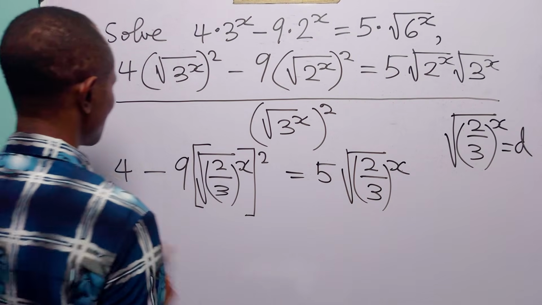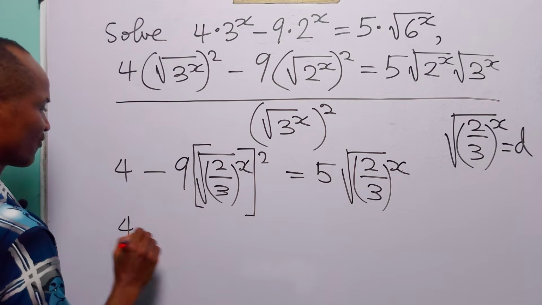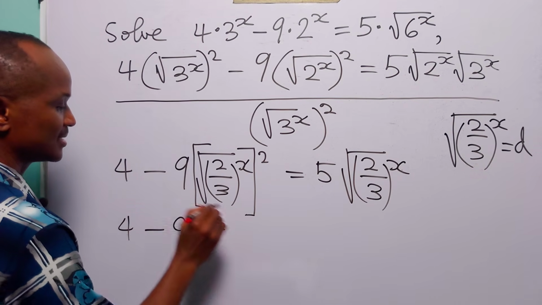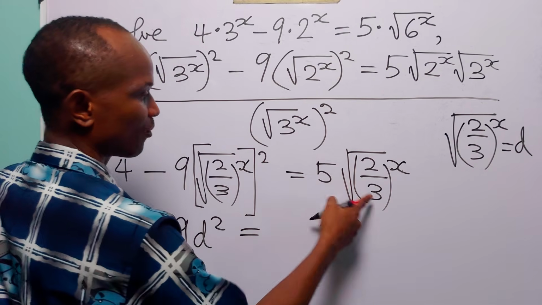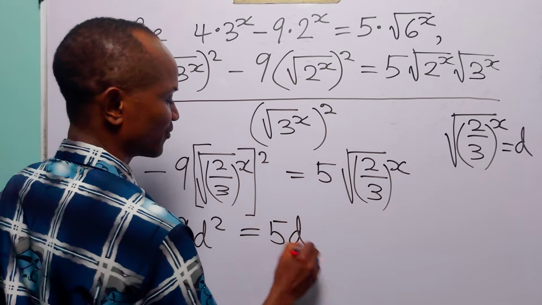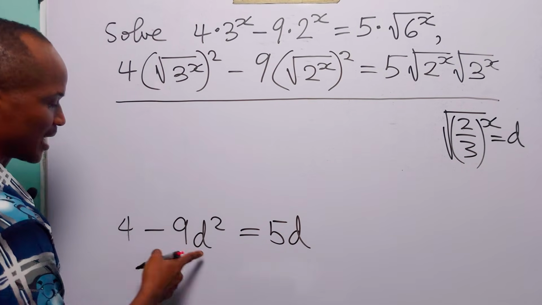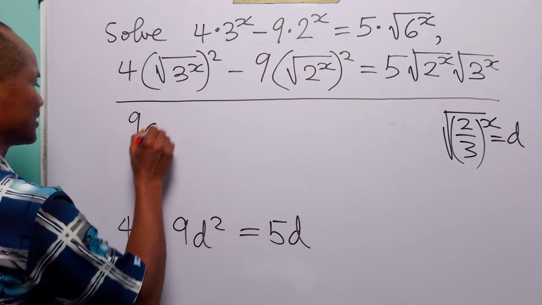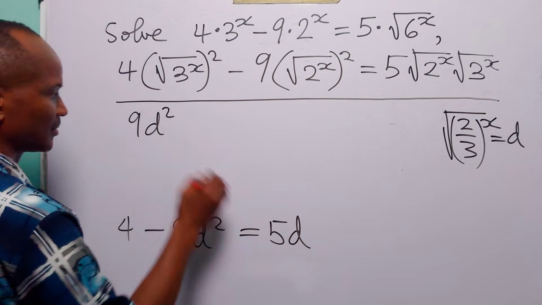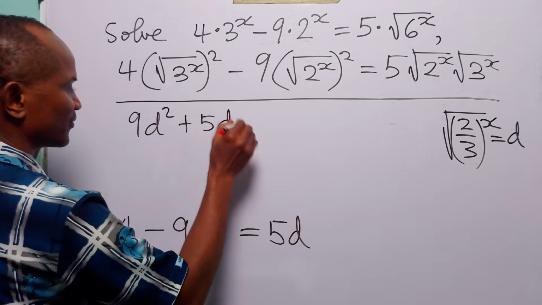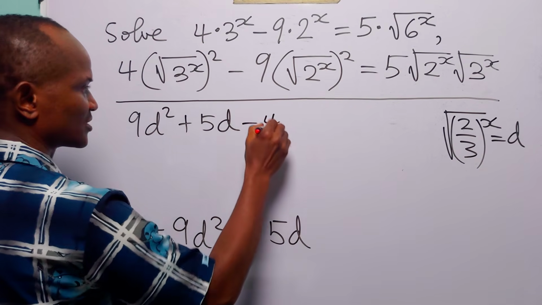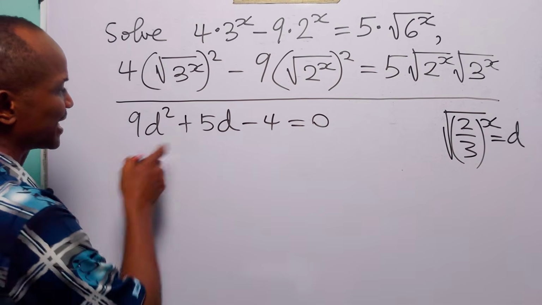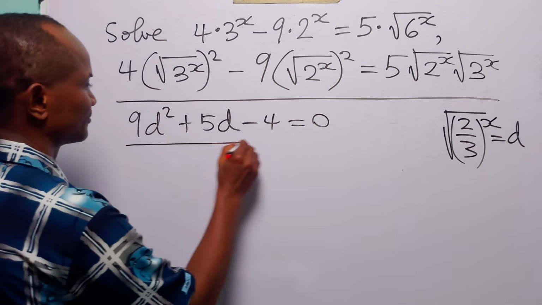Now with this substitution, we can write this equation as 4 minus 9d squared is equal to 5d. Now when we rearrange this equation, we have 9d squared plus 5d minus 4 is equal to 0. And once more, we can factorize the left-hand side.